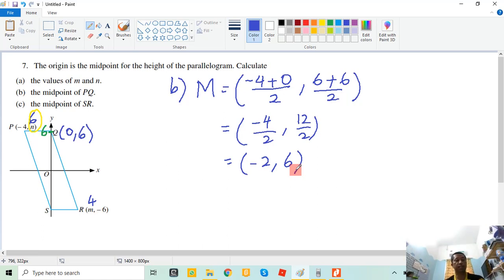Next, we go to question C. The midpoint of SR. Okay, so R we have the coordinate. S we still didn't have, but we can write the coordinate of S. Okay. So question B we know already the answer. So question B, the answer here can write is negative 2, 6. Okay. So let me erase this one.